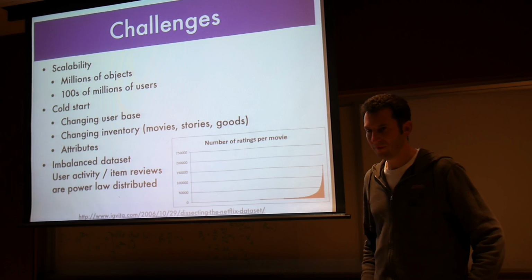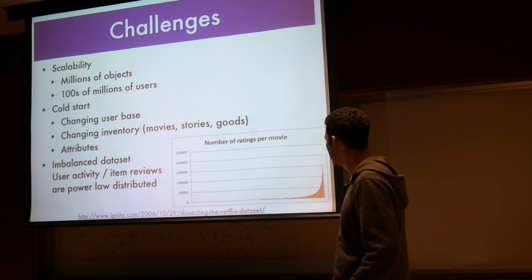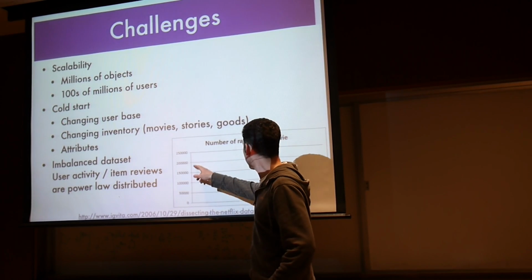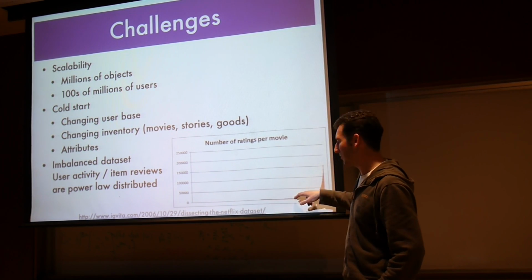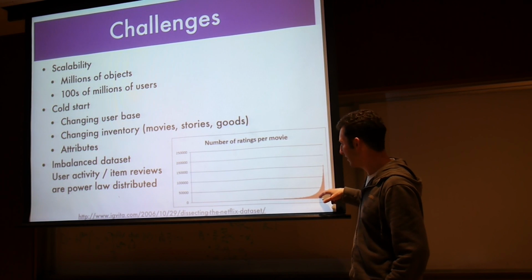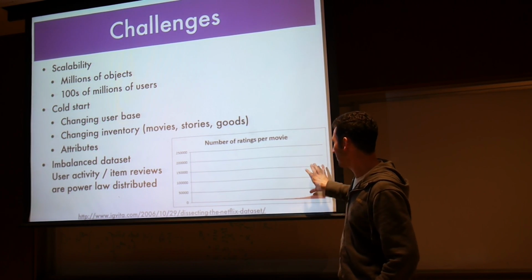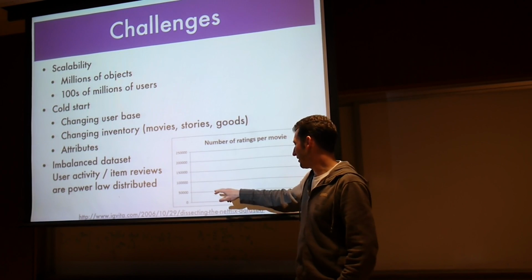What is the x-axis on the picture? Okay, so that's the number of ratings per movie, and it's basically just ordered by number of ratings. Actually, you should have probably sorted it the other way around, but okay, they didn't for whatever reason.